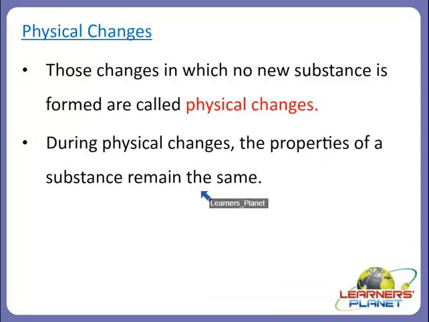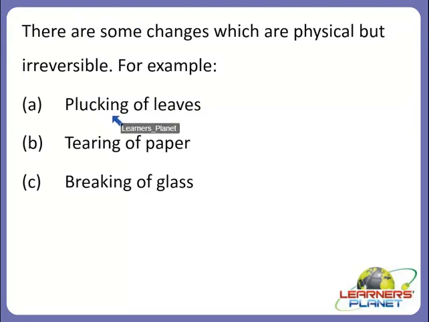So remember always that during physical changes, the properties of a substance remain the same because no new substance is formed. So many a times they are temporary and they can be reversed. Like melting of ice is one such example of a physical change. There are some other changes also which are physical, but they are irreversible, like plucking of leaves, tearing of paper, breaking of glass. So changes can be categorized as physical and chemical also. So changes in which no new substances are formed are called physical changes, like breaking of a glass jar, freezing of water, tearing of paper.